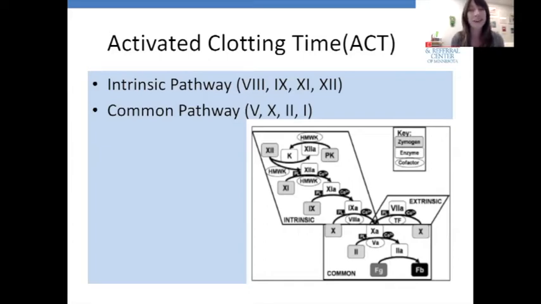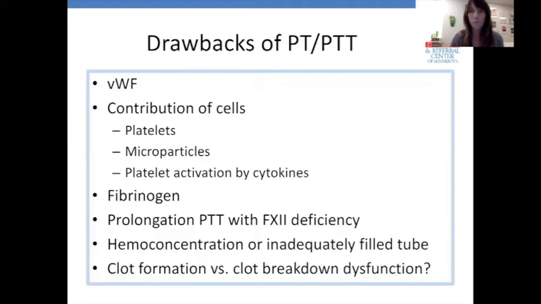Obviously it's the activated clotting time, and it evaluates the intrinsic pathway and the common pathway. PT and PTT testing have some drawbacks, which is really why additional coagulation testing has been created and clinically utilized initially in human patients and then now in veterinary patients. And that's what I'm really excited to get to toward the middle of this lecture and the end.